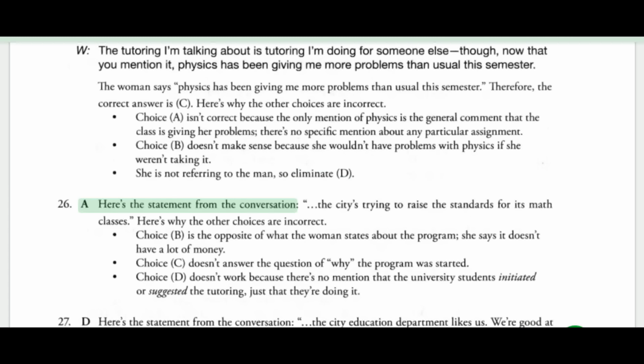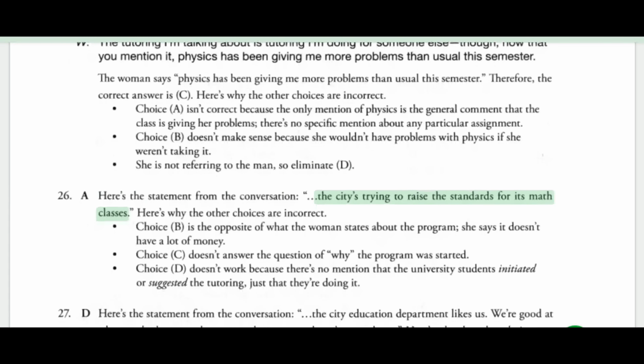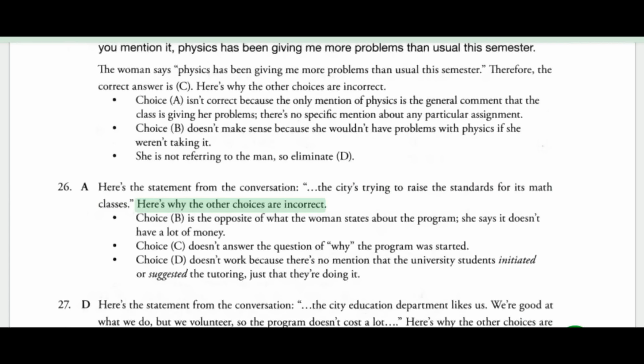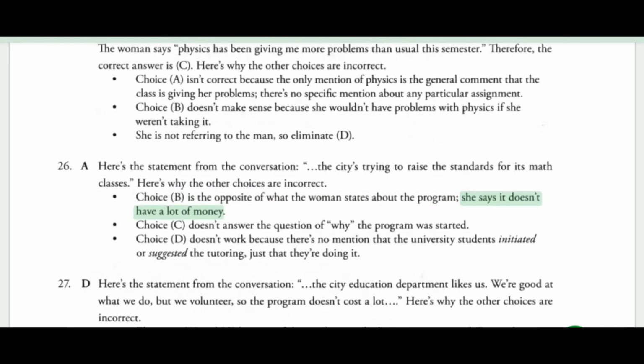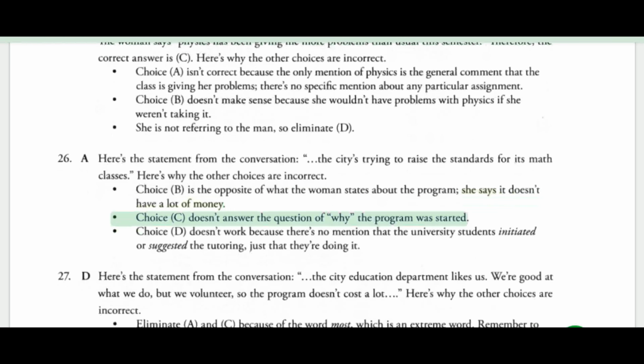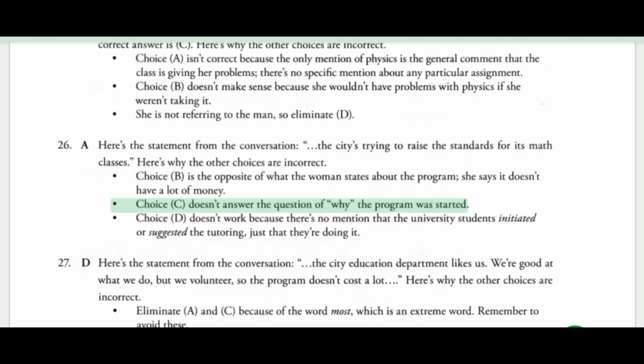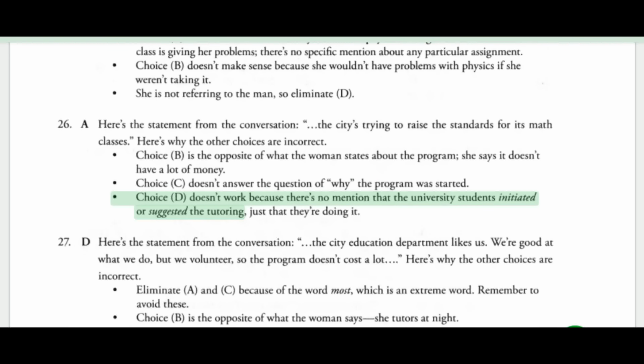26. Here's the statement from the conversation. The city's trying to raise the standards for its math classes. Here's why the other choices are incorrect. Choice B is the opposite of what the woman states about the program. She says it doesn't have a lot of money. Choice C doesn't answer the question of why the program was started. Choice D doesn't work because there's no mention that the university students initiated or suggested the tutoring, just that they're doing it.